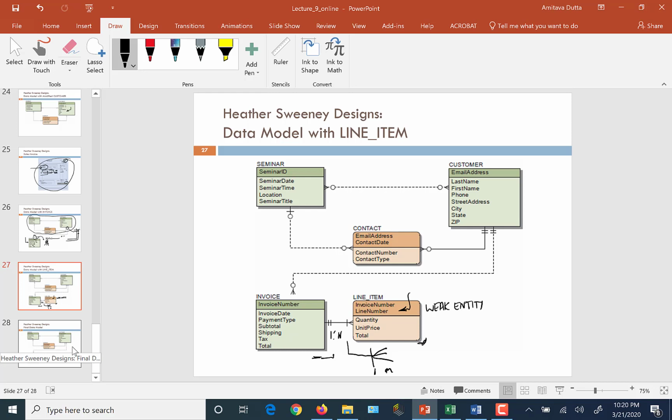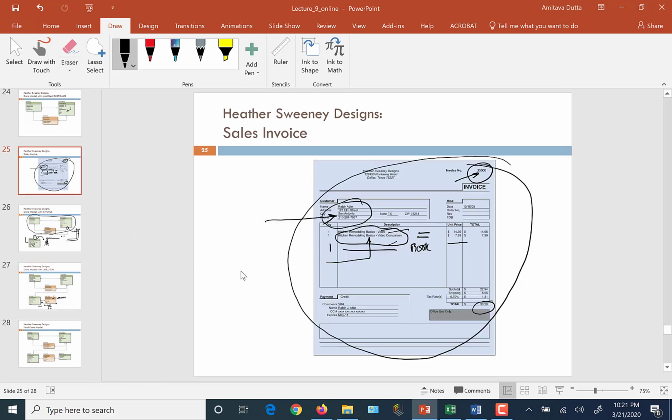Okay, the last thing that we need to do to make this ER diagram complete, again going back to the invoice. So these line items, each of these line items, they refer to different products. You see, the first line item refers to a video product, the second line item also to another video product. If there were additional line items, a third line item could refer to a book. A fourth line item might refer to, I don't know, some utensils, cooking utensils, whatever Heather is selling. Okay.